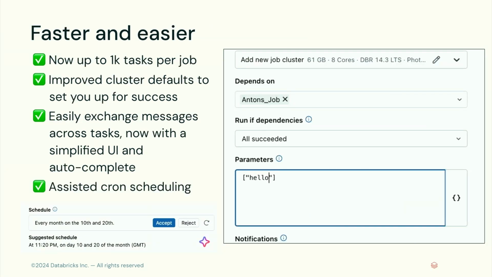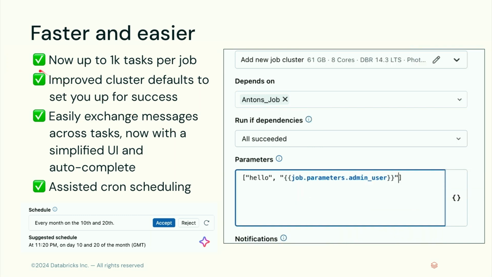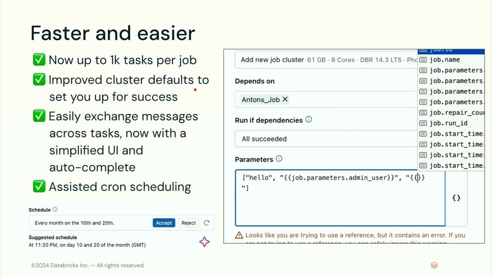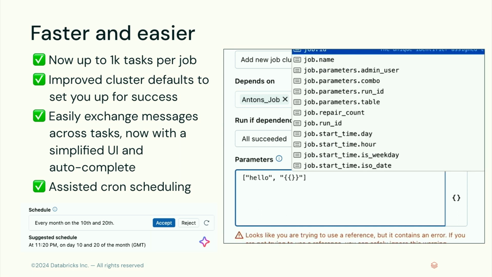Overall, we made Databricks Workflows significantly faster and easier. You can now use up to 1,000 tasks per job. We have improved the defaults for clusters. So when you click on schedule in the notebook, we'll automatically pick the right cluster configuration to maximize compatibility with what you've been running in the notebook.